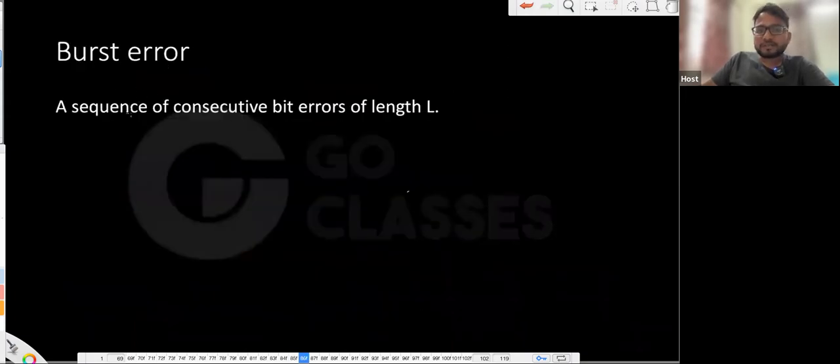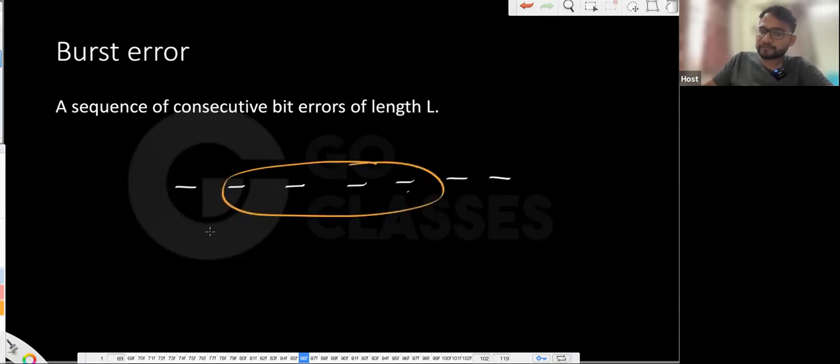Now let's see burst errors. A sequence of consecutive bit errors is called a burst error of length L. Which means, let's suppose there are 1, 2, 3, 4, 5, 6, 8. This is the data, and I have a sequence of consecutive bits that got affected. This is called a burst error. What is the length of this? 1, 2, 3, 4. 4 is the length of this.